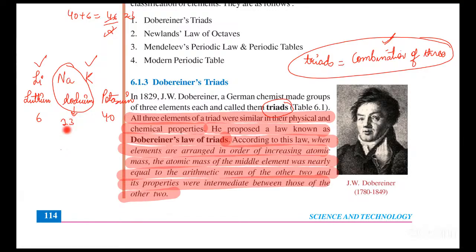The properties are also intermediate. Here we can see the atomic mass is average, so the properties are also the average of the first and the last. The mean is basically the average only. Did you understand, guys? This is called Döbereiner's triad.